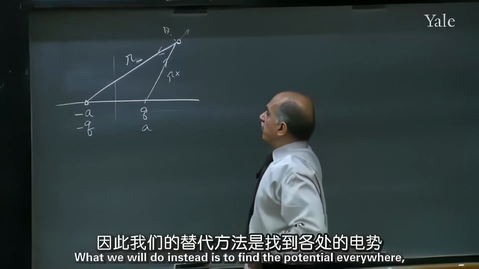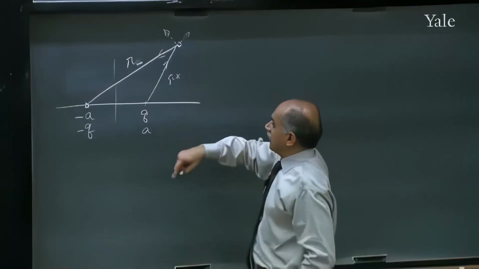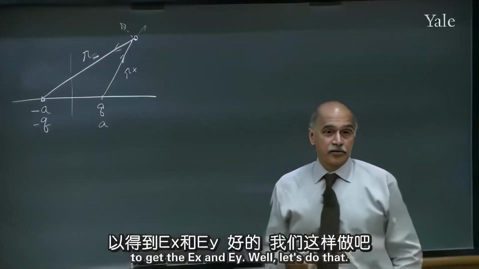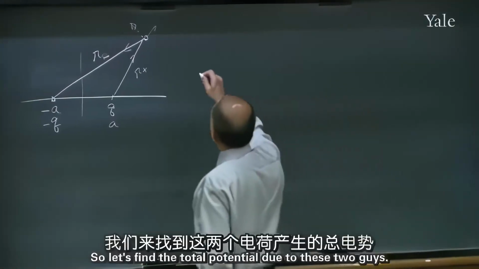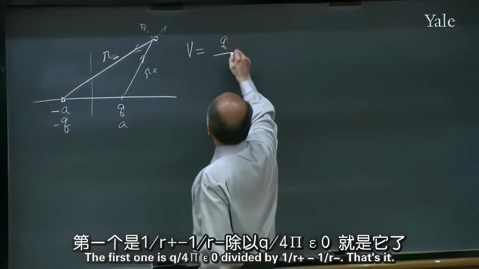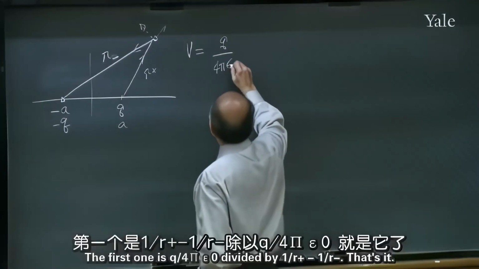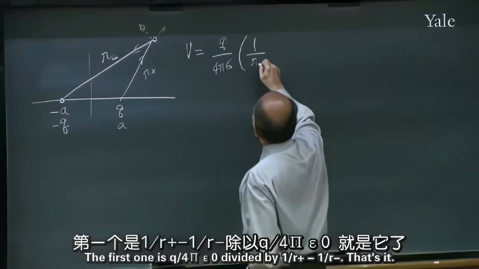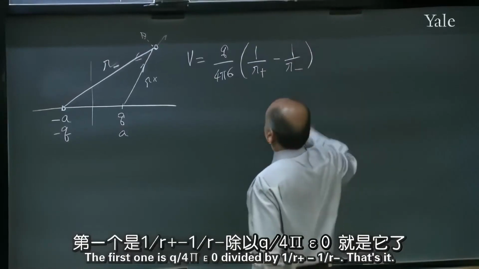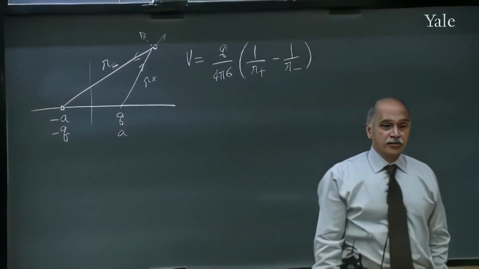What we will do instead is to find the potential everywhere, to take the x and y derivatives of the potential to get the Ex and Ey. So let's do that. So let's find the total potential due to these two guys. The first one is Q over 4 pi epsilon 0 times 1 over R plus minus 1 over R minus. That's it.